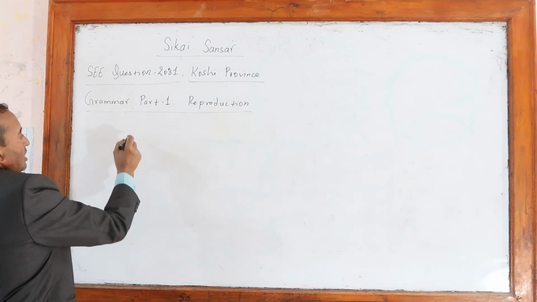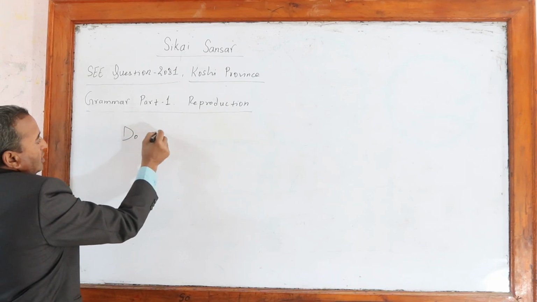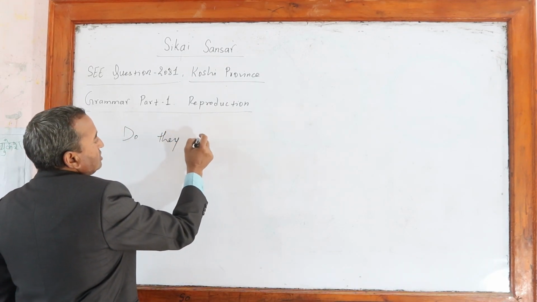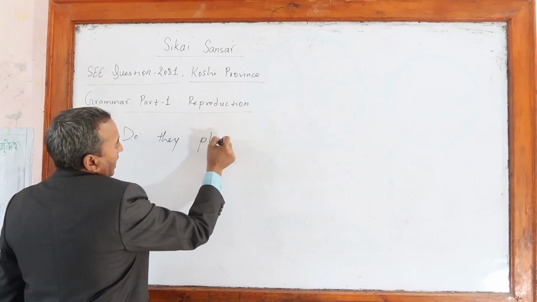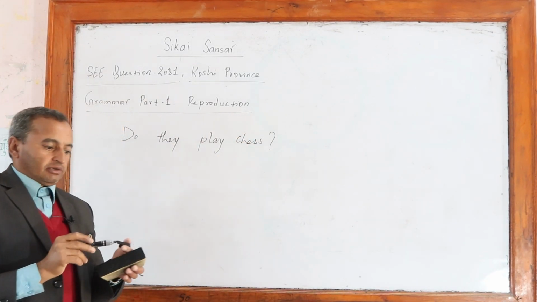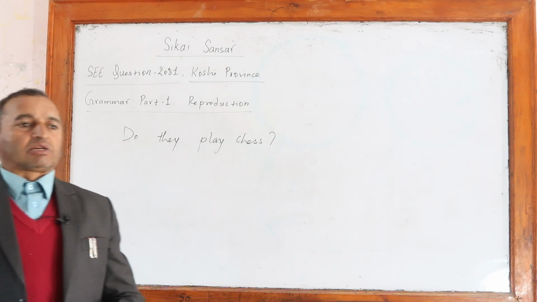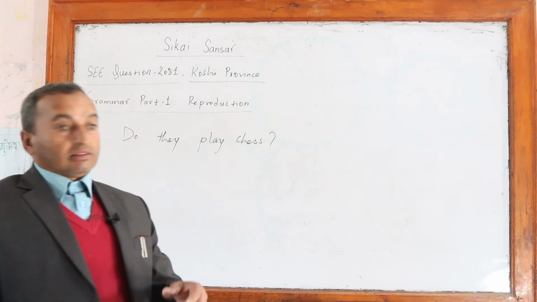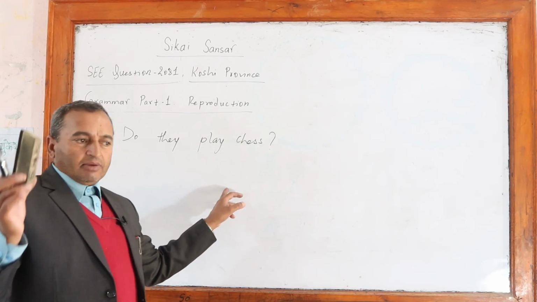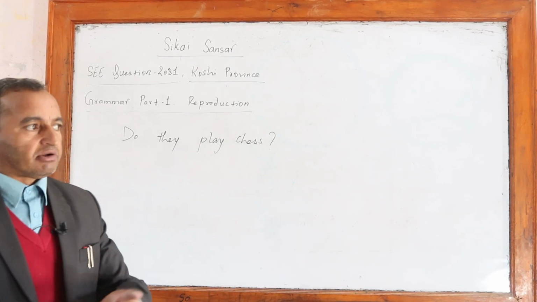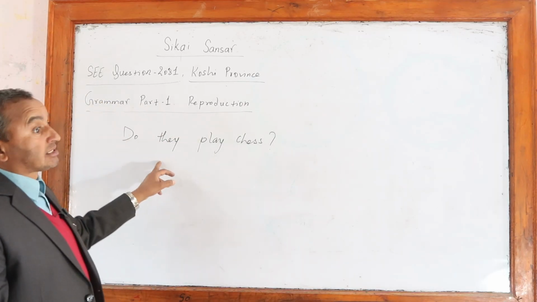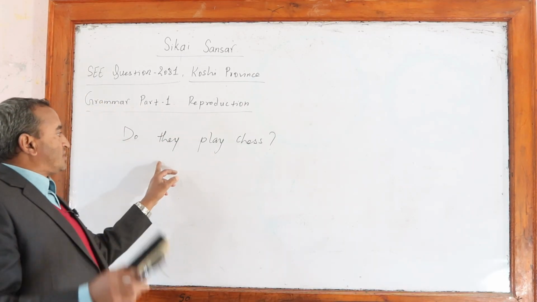Right. Do they play chess? Look, another question. Earlier, the question was given in the simple past, and again we did another in the simple present having third person singular. Now let's do the plural, the sentence having a plural subject.